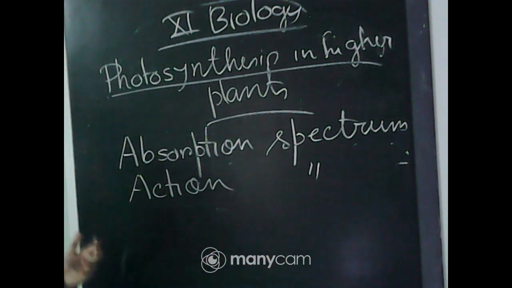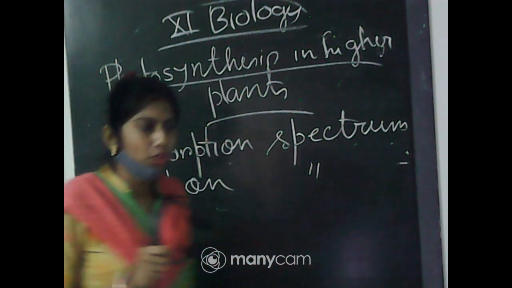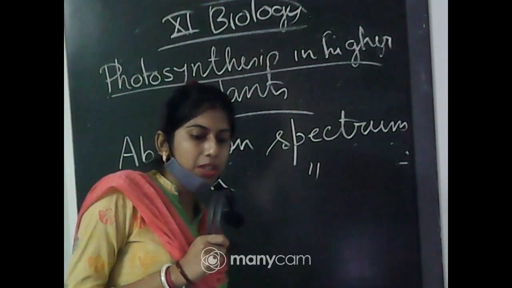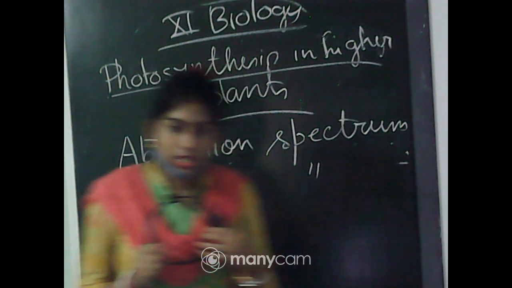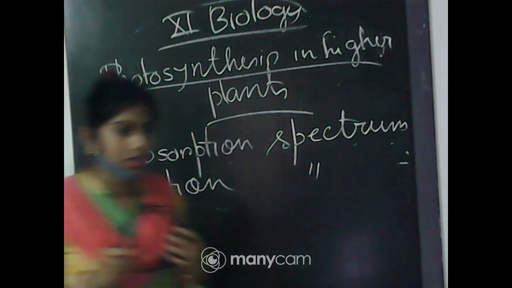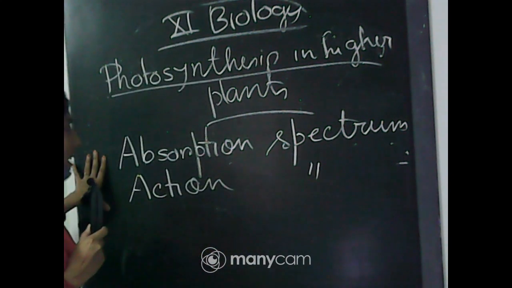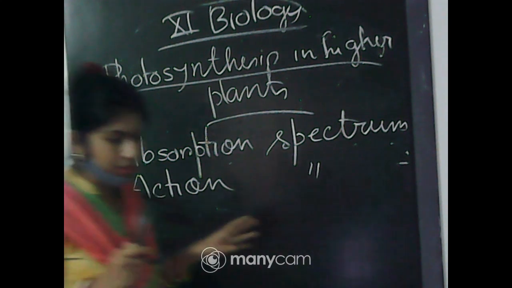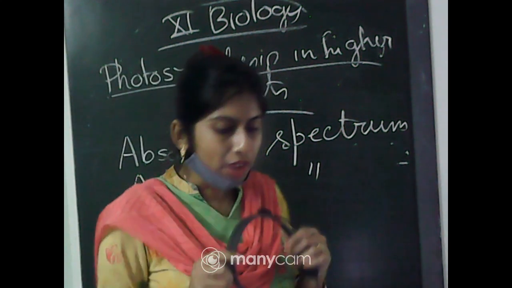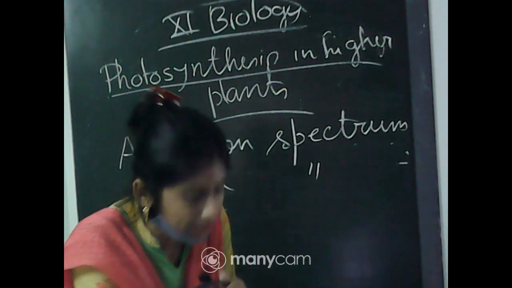Okay. So, there are some graphs. You have to follow the graphs from the book because they have used different colors. It will help you to understand the two terms that are new to you, that is absorption spectrum and action spectrum. Just follow the first graph which is present in your book. So, first one is absorption spectrum.